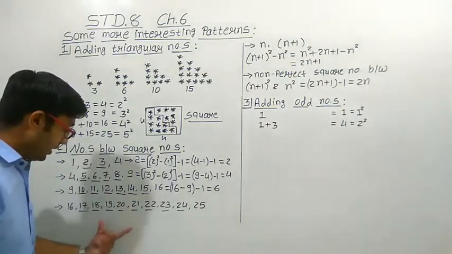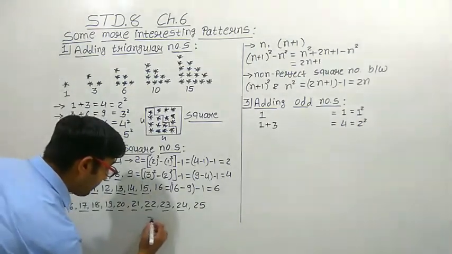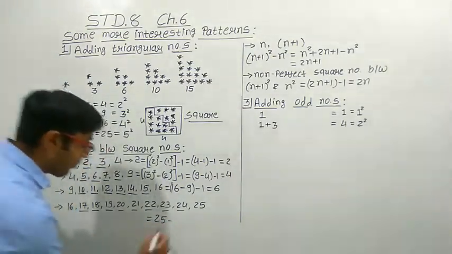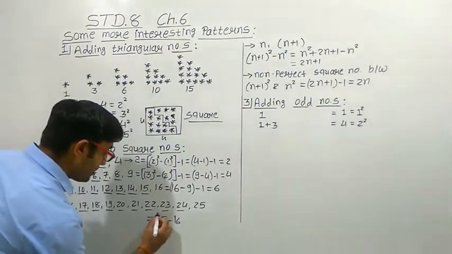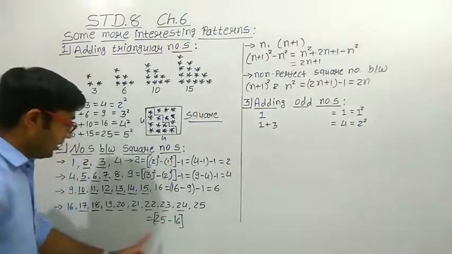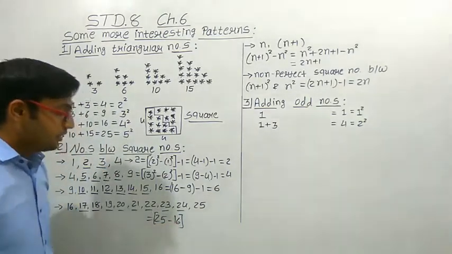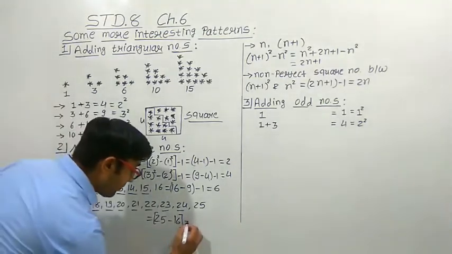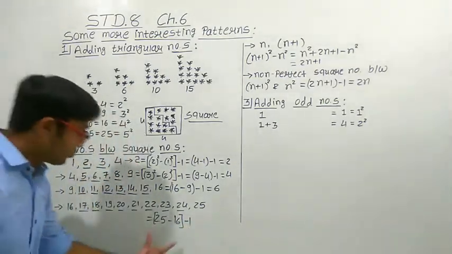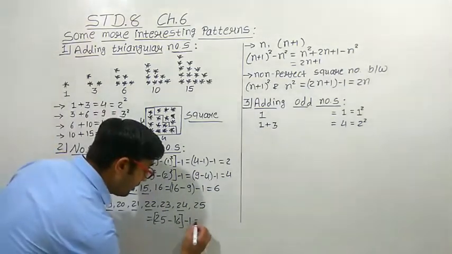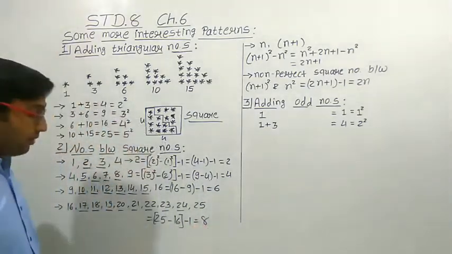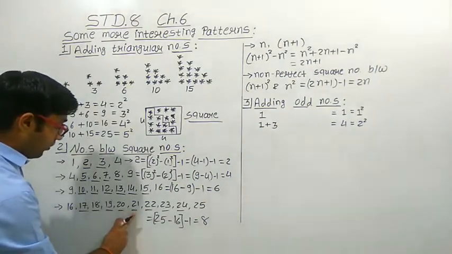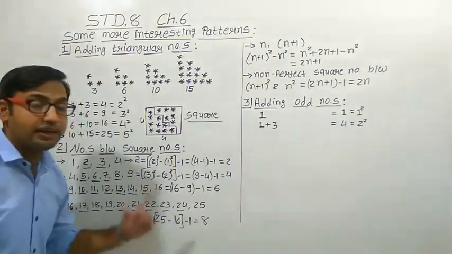Understand? Okay, let us do it for one more number. Here the number is 25. Subtract 16 from it. 25 minus 16 is what? That is 9. Okay, subtract one more from it. So 9 minus 1 is 8. And calculate how many non-perfect square numbers are there: 1, 2, 3, 4, 5, 6, 7 and 8.